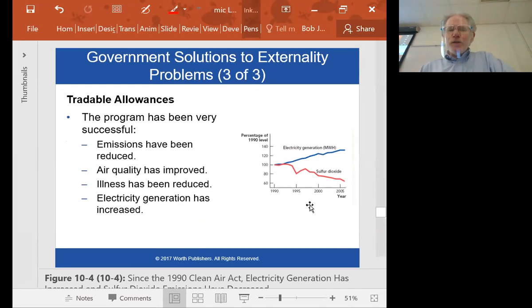And it had an interesting chart here. Since 1990, sulfur dioxide emissions have gone down even as we're producing more electricity. So we're able to have more of the goods and services that we want, but at the same time have less pollution.